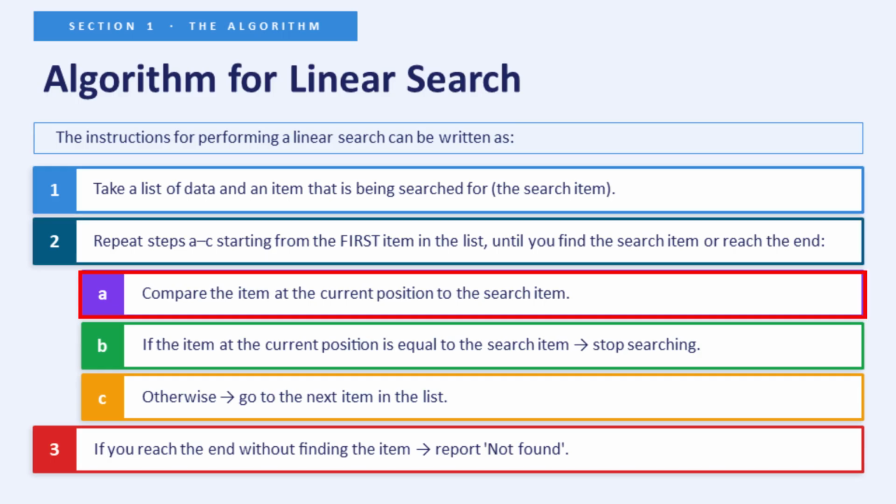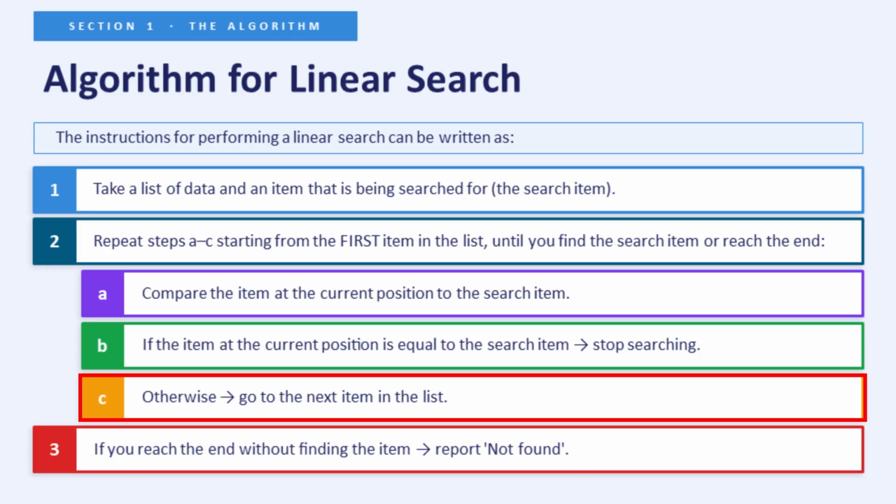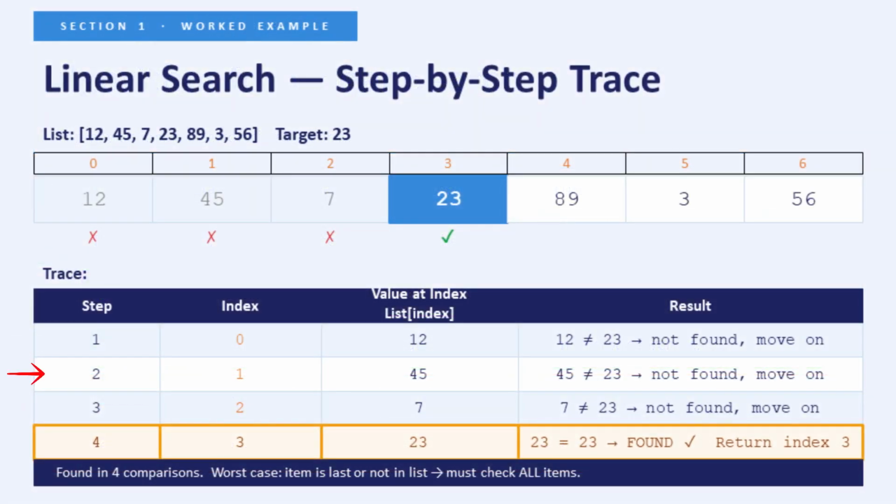Compare the item at the current position to the search item. Sub-step B. If the item at the current position is equal to the search item, stop searching. You found it. Sub-step C. Otherwise go to the next item in the list. Step 3. If you reach the end of the list without finding the item, report not found. Notice how those 3 steps map exactly to the 4 steps in the trace we just did. Step 2 is the loop that repeated 4 times.